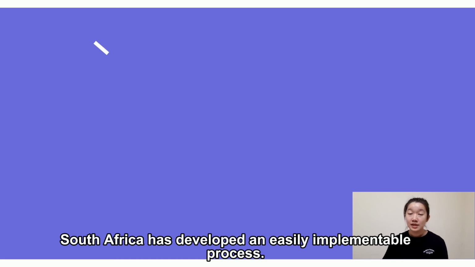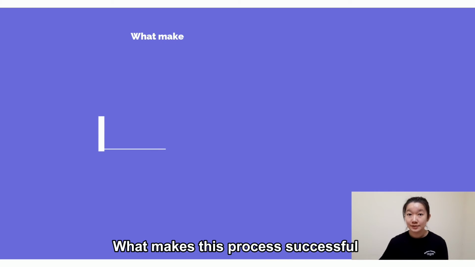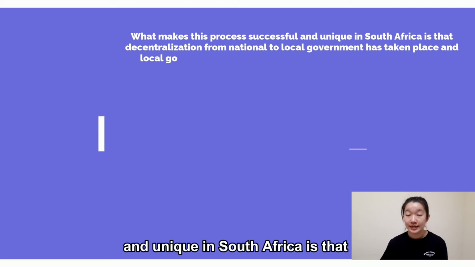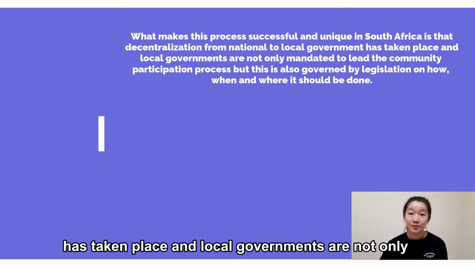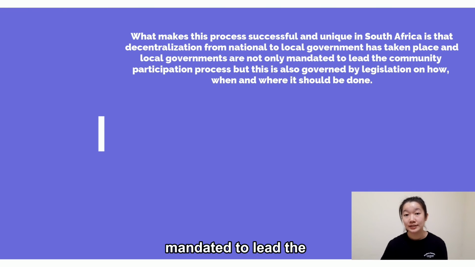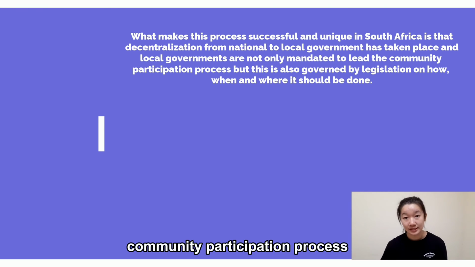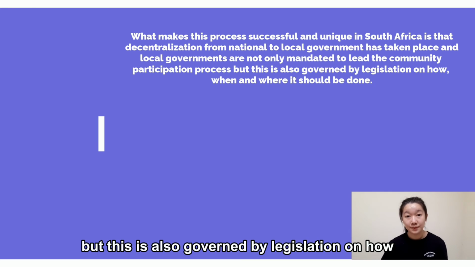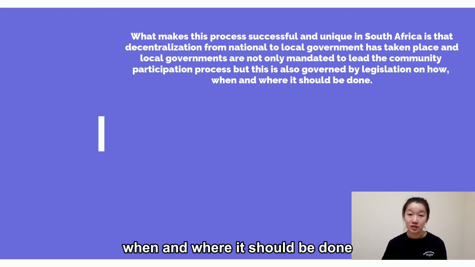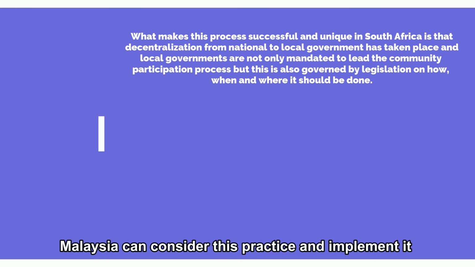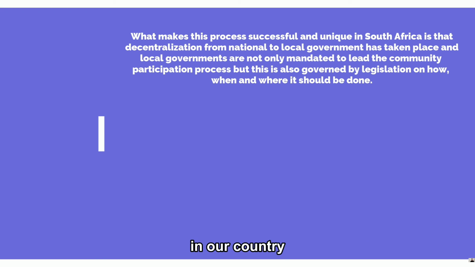To sum up, South Africa has developed an easily implemented process. What makes this process successful and unique in South Africa is that decentralization from national to local government has taken place, and local governments are not only mandated to lead the community participation process, but this is also governed by legislation on how, when, and where it should be done. I think Malaysia can consider this practice and implement it in our country.